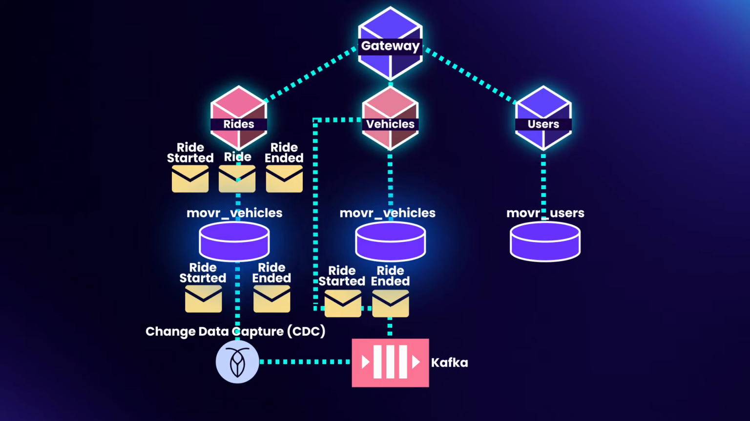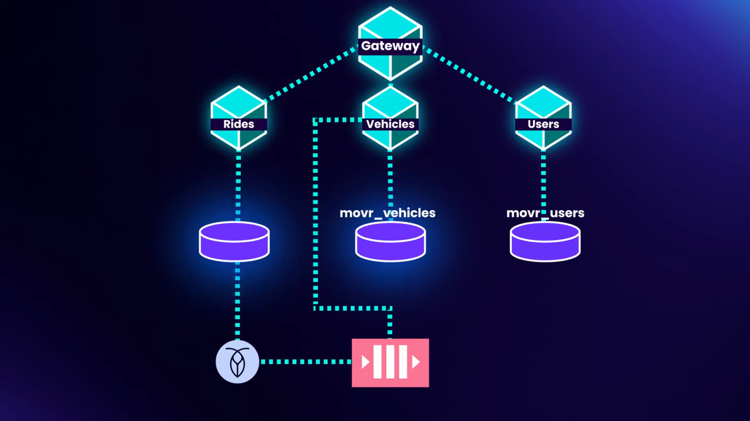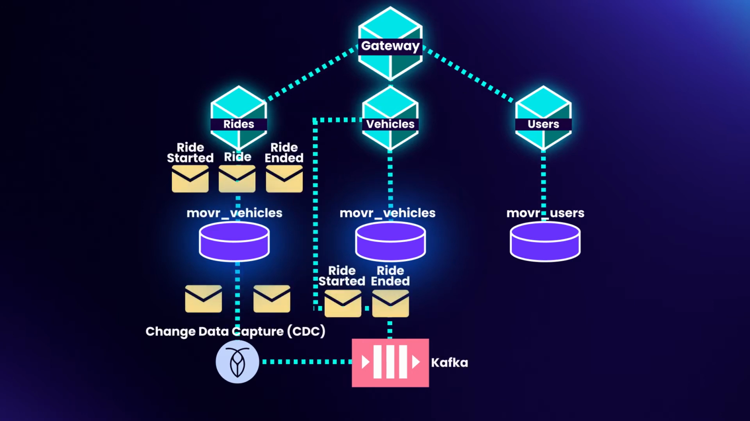Instead of making synchronous requests to both services, we will use asynchronous events to replicate data from the ride service into the vehicle service. Essentially, when a ride is started or finished, we will inform the vehicle service through these asynchronous events. The vehicle service can then track internally whether or not a vehicle is available.